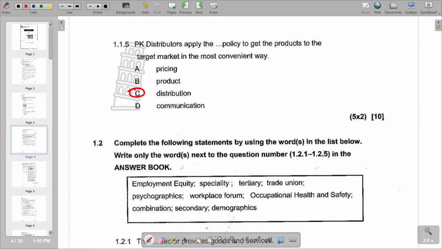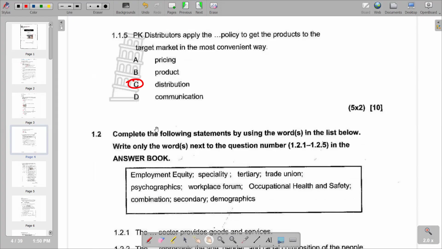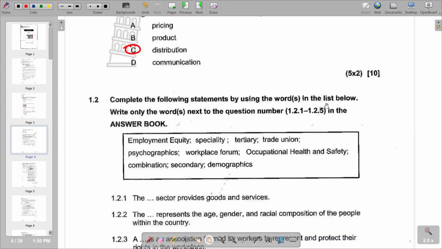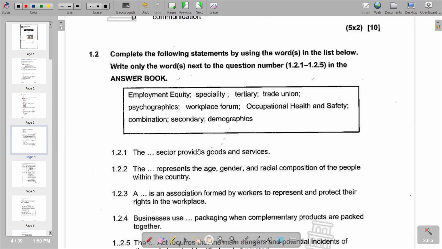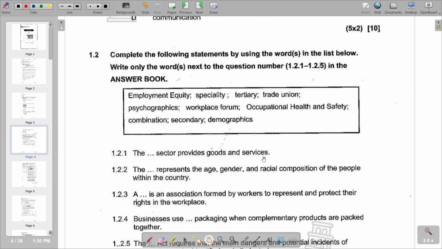We go to 1.2, which is complete the following statements by using the word or words in the list below. Write only the word or words next to the question number, that's 1.2.1 to 1.2.5. So on the first part, the dash sector provides goods and services. So we have different responses that we have to pick the correct response from. So 1.2.1, obviously, we know that the one which provides goods and services is the tertiary sector. So we have tertiary as the correct response on 1.2.1.